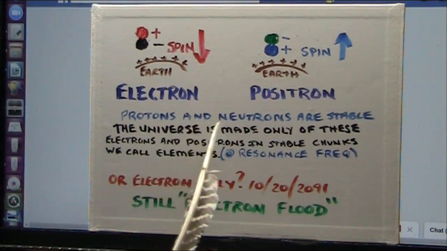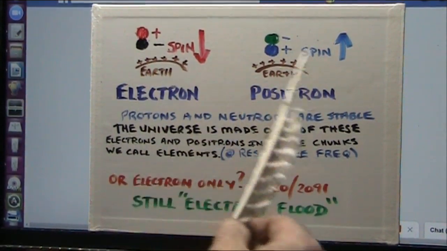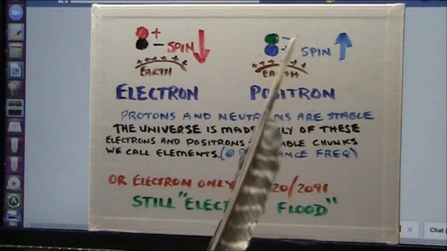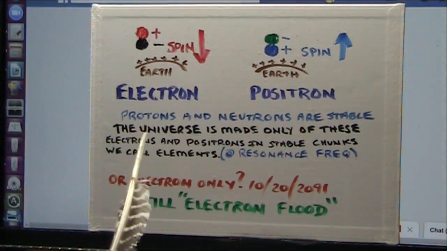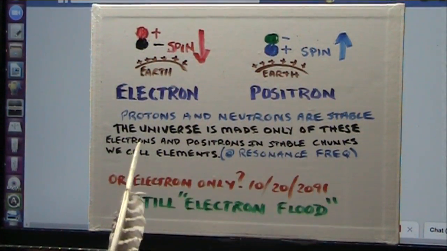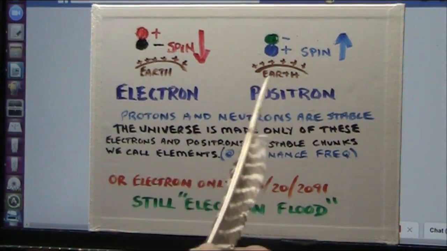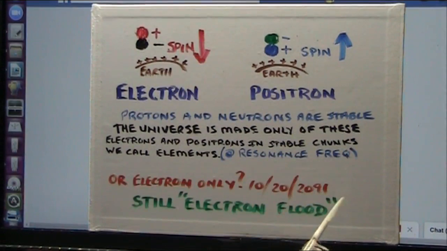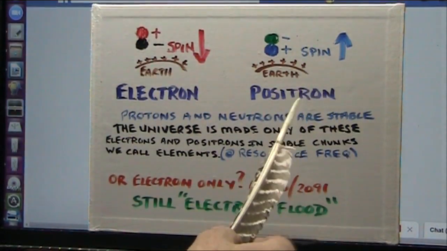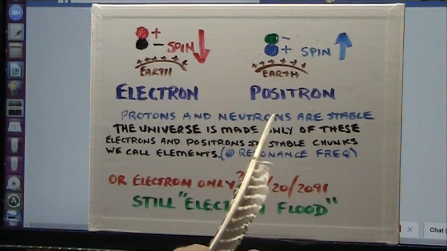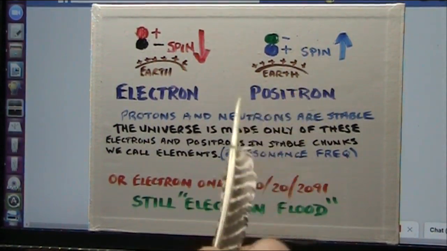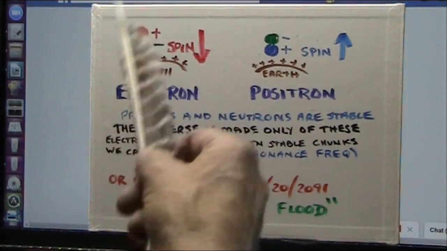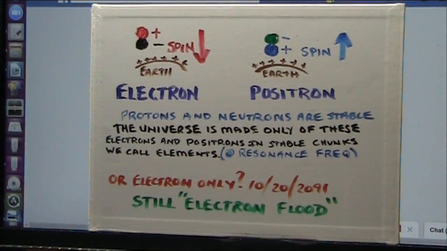I had protons and neutrons are stable, that 1836, 1837 particles. And the universe is made only of these electrons and positrons. That's when I had two particles. And they are still within resonance frequency, same thing, but only it was 918 and 918. And for the positron, electron, positron, for the neutron, it was 918 and 919 of the electrons. So I'm going to leave it at that.